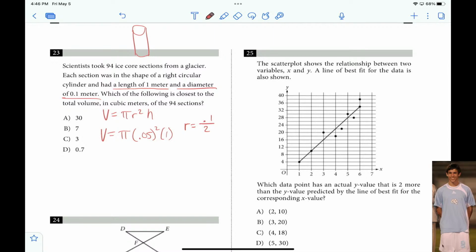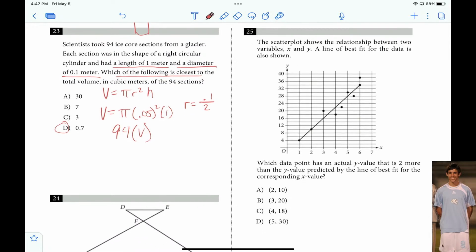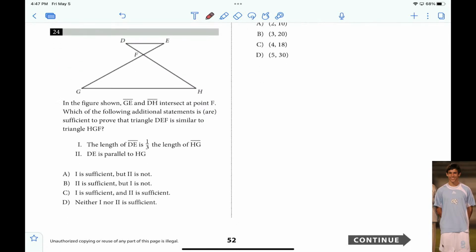So we're going to take that number and do 94 times that volume that we just solved, which I don't know what it is, and I don't have the calculator. So we type that in our calculator, and we get 0.7. It's going to be close to 0.7. Notice how they say which of the following is closest. So that means we're probably not going to get an exact number. If you ever see them say which of the following is closest, or approximately, that means you're probably going to have to round at the end. You're not going to get an exact number. All right. So cylinders. Okay.